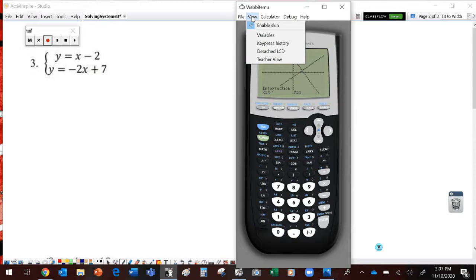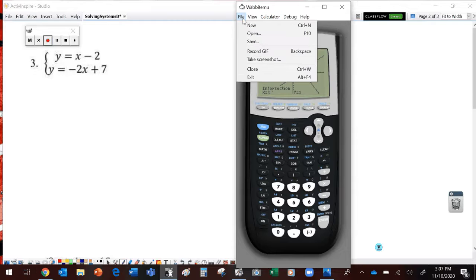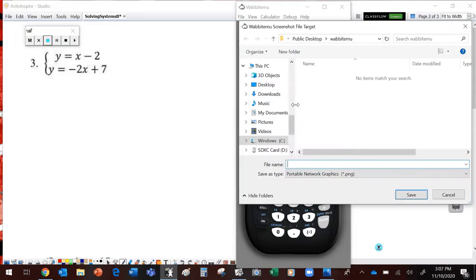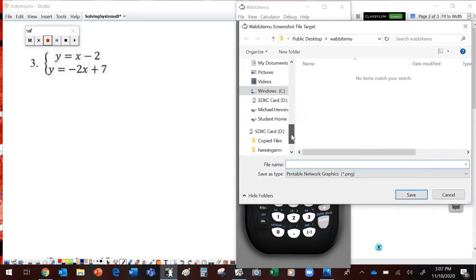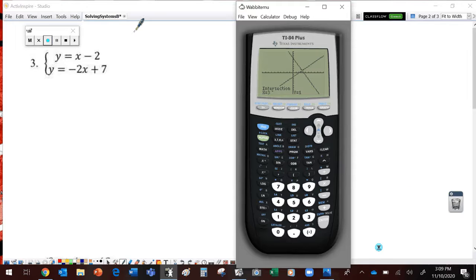Variables, calculator, paste the value, speed, options, file, record, take screenshot right here. Here we go. Okay, and pick somewhere to save it. So I'm going to save mine right here on the desktop. I'll call it Systems Example 3. Okay, I'll save it.